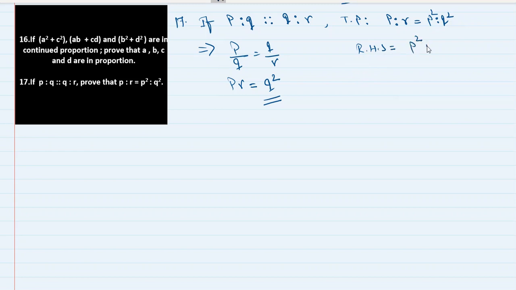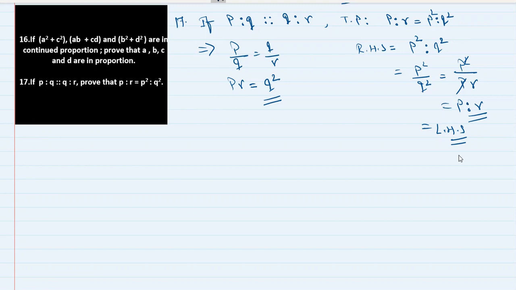RHS is P square is to Q square, and in RHS I'm going to write it like this: P square by Q square, but in place of Q square I'm going to write PR. So P square by PR. This P and this square of P square will cut and we'll get P is to R, which is nothing but LHS. So we proved that RHS is equal to LHS easily.